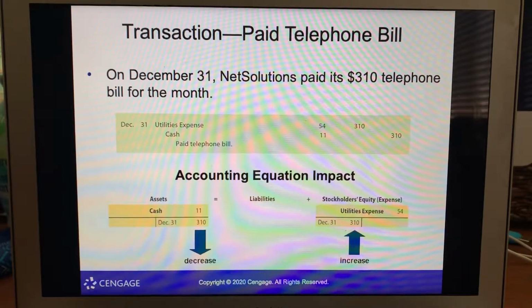Again, paid a phone bill for $310, utilities expense, December 31st for $310, and then our cash also went down for $310, and the note says paid telephone bill. Impact on the equation is right there below. You can take a look at that.